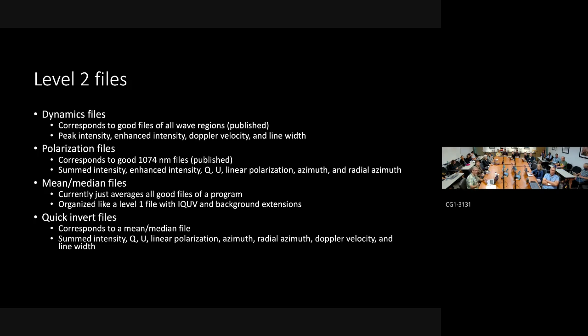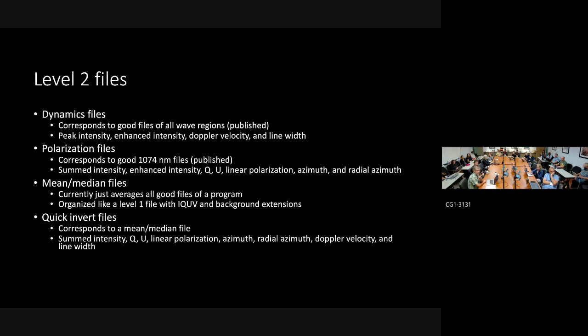There's dynamics files. One thing that you might ask us for is that we produce all of these files for every wave region, and for dynamics, for the 5 wave regions that we're publishing data for, we always give you the dynamics files, or at least the ones that we've deemed good. For the polarization, that's down to just 1074, right? We only give out polarization on the website. We only do 1074.